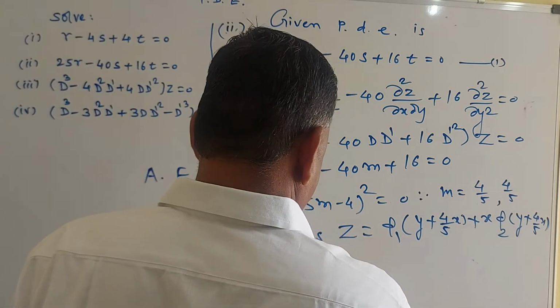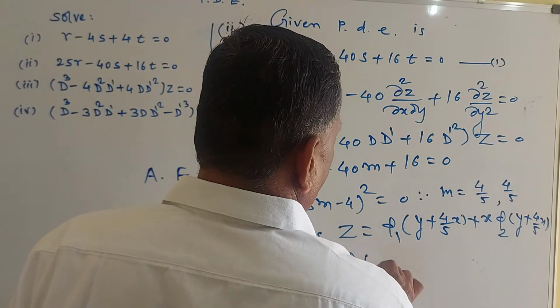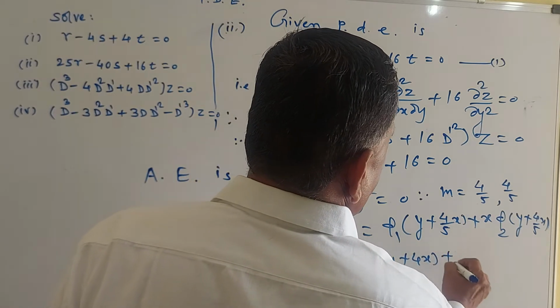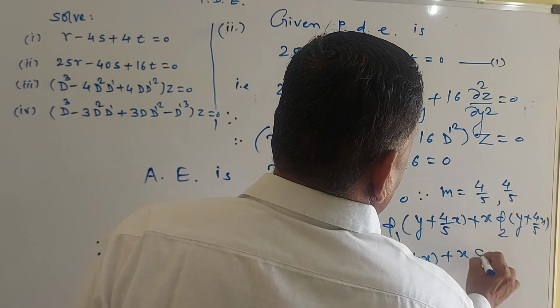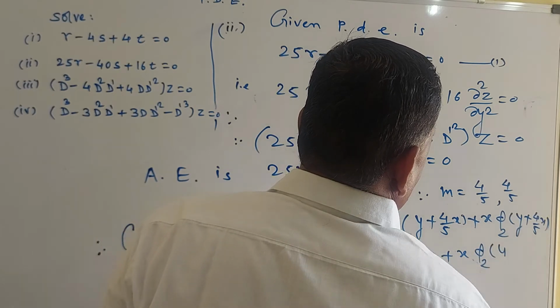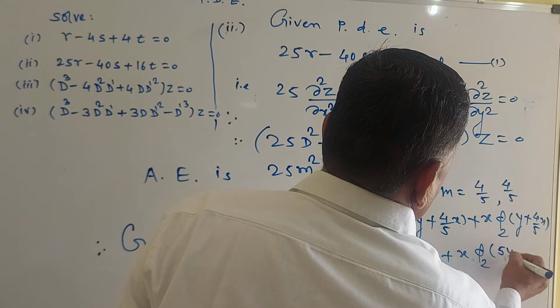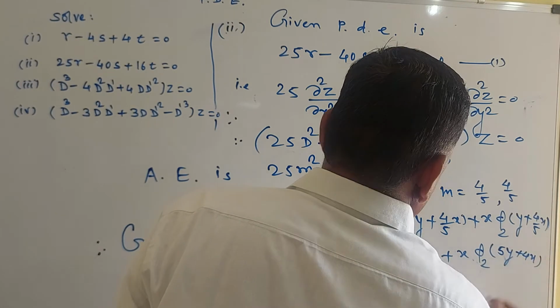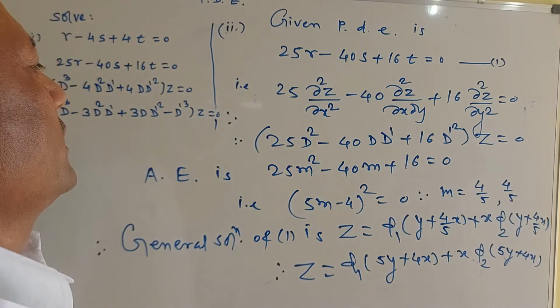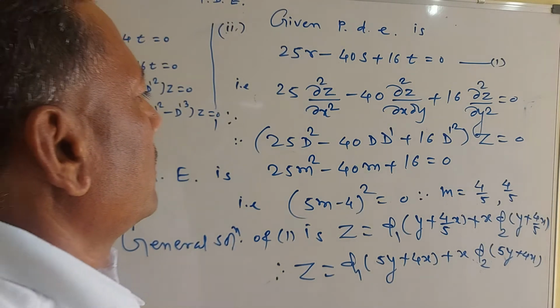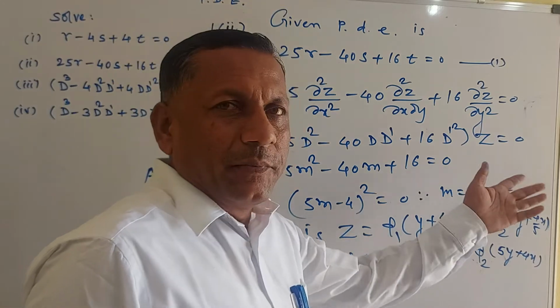and phi 1 is arbitrary. So it can be written as phi 1 of 5y plus 4x, plus x into phi 2 of 5y plus 4x. So in this way you can find the general solution when the root 4 by 5 is repeated.